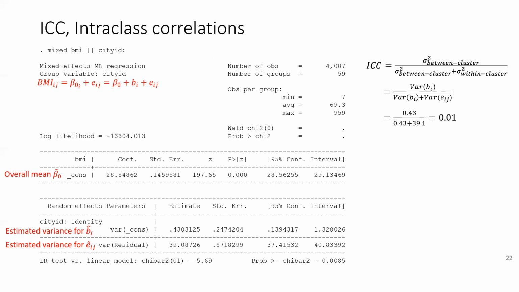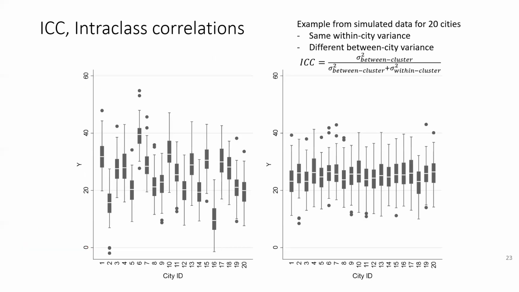And just to be familiar with ICC values, this is an example. Well, this is a toy example. I made simulated data for 20 cities, and both scenarios have the same within city variance but different between city variance. In this scenario, when you look at the median of each city, they fluctuate quite a lot. And in this scenario, we see less fluctuation between cities.